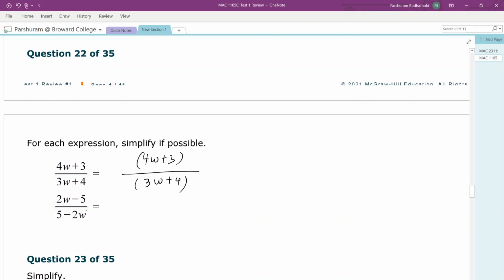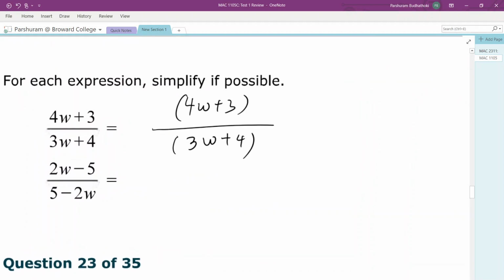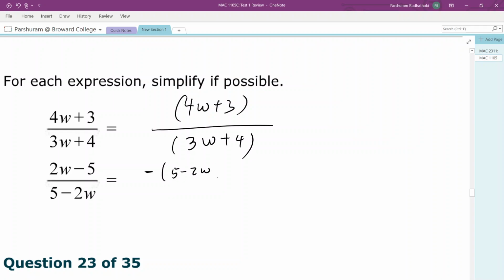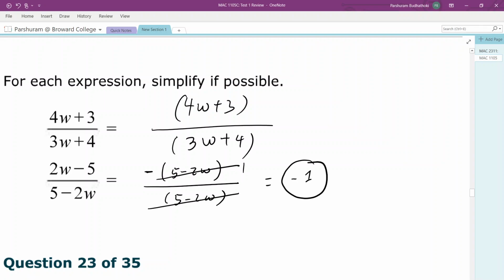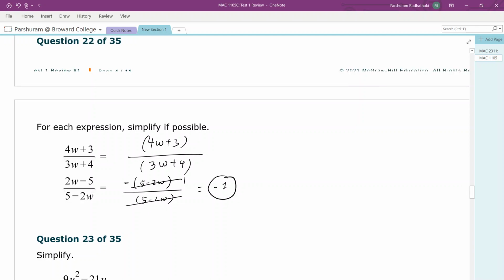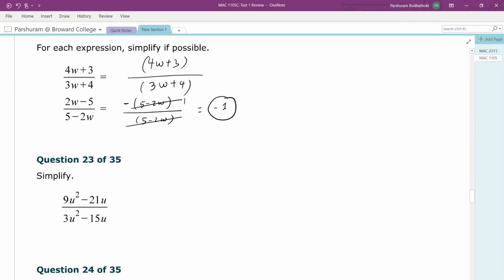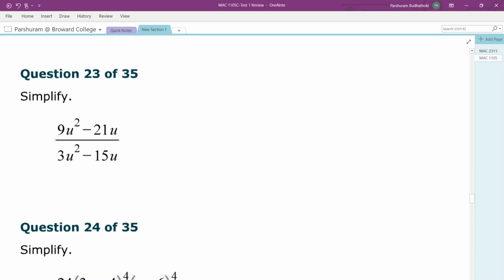But for the second part, as you can see, if I factor out negative, then it gives me 5. I can write down the top part as 5 minus 2w, and on the bottom part it's already 5 minus 2w. So by just rearranging the sign on the top part, I will get the same factor, and I can cancel the same factor, and the leftover will be negative 1. Okay, that's problem 22.